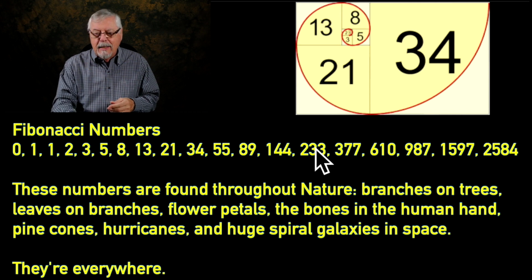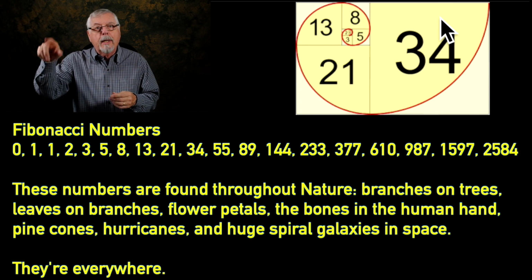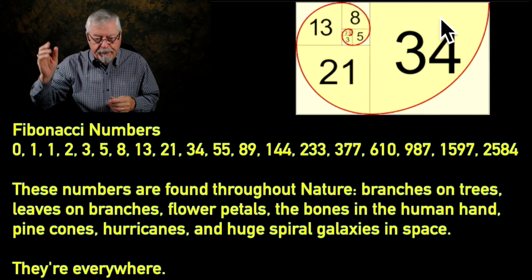What that does is, if you put it into a spiral like this, it creates a spiral. There's the 0 and the 1s and the 2 and the 3, 5, 8, 13, 21, 34, and you get a spiral out of it. And it'll just keep going into infinity.